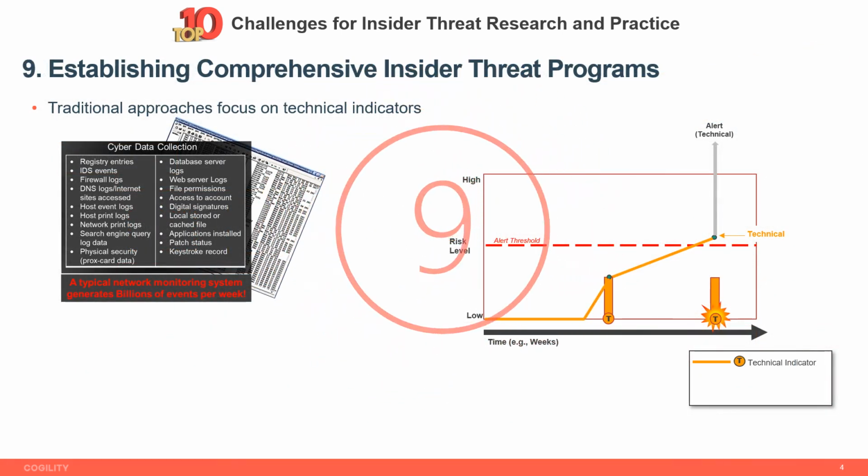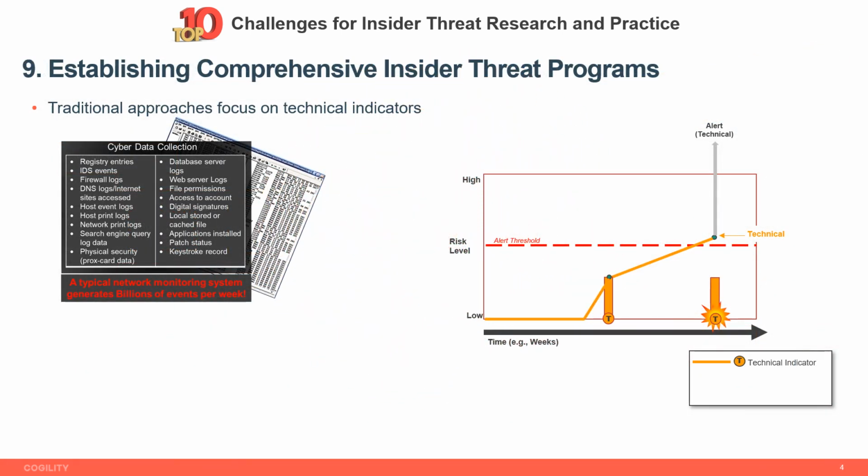Next, we have challenge number 9, establishing comprehensive counter-insider threat programs. As I've argued in many previous papers and talks, traditional approaches to insider threat mitigation focus on technical indicators, workstation and network monitoring systems that generate billions of events each week that cybersecurity analysts must attempt to deal with. Often, however, the accumulation of risk based solely on cyber technical indicators becomes critical only as the incident is being executed, much too late for any sort of proactive mitigation.